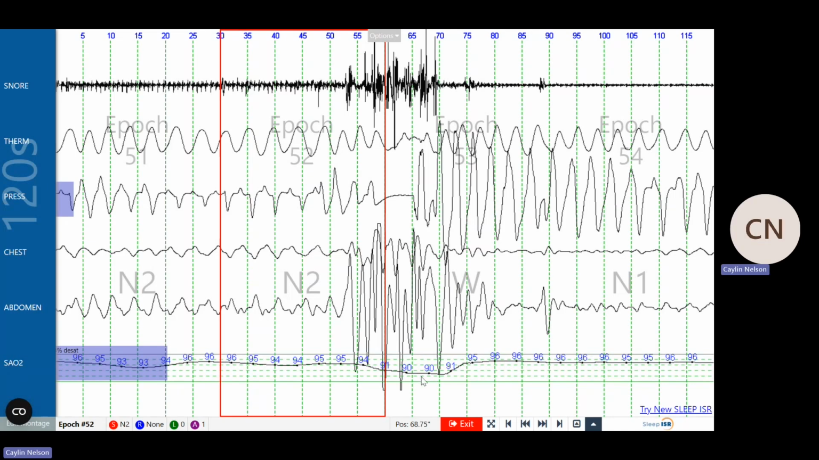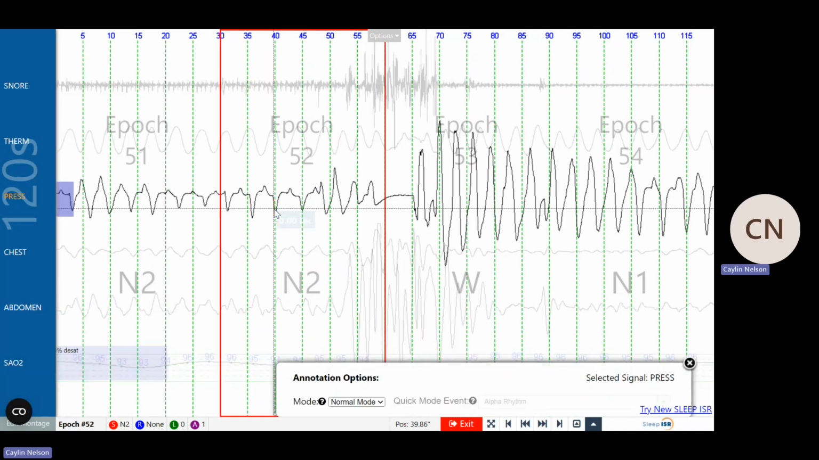There's a slight stoppage in airflow in the pressure channel, as well as a little bit in the thermistor channel. It's likely that the patient was probably just changing positions, especially with that much movement, and probably why the patient didn't go right back to sleep after, and they had a little bit of wake.